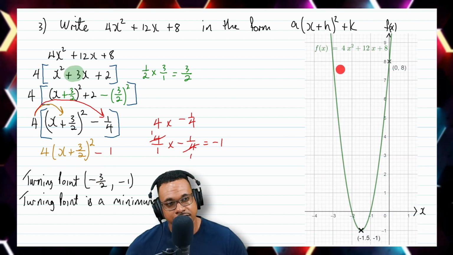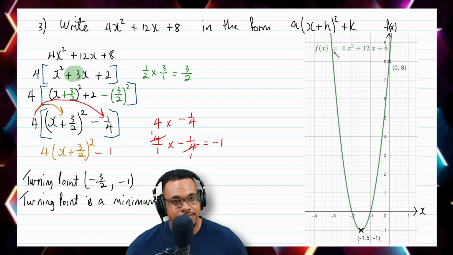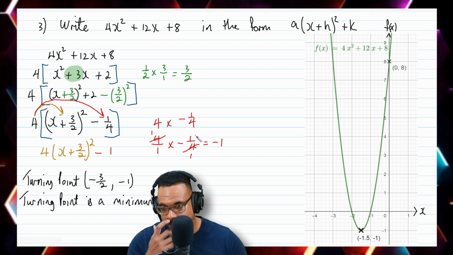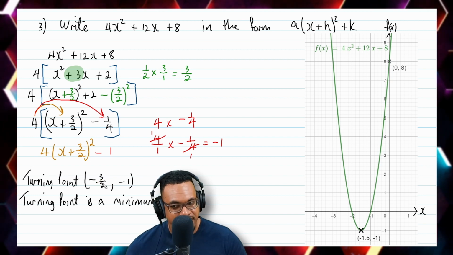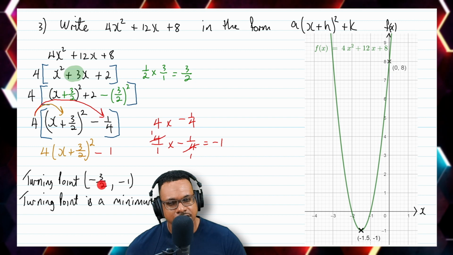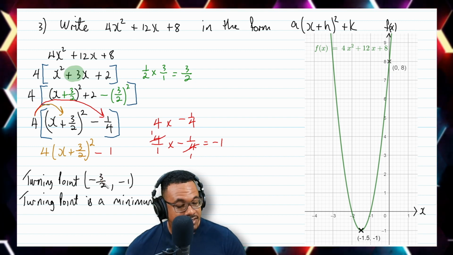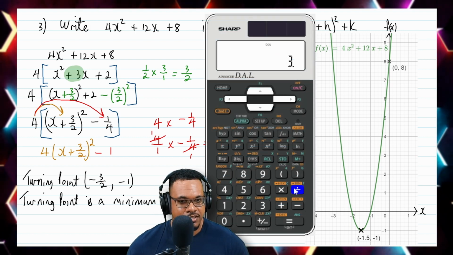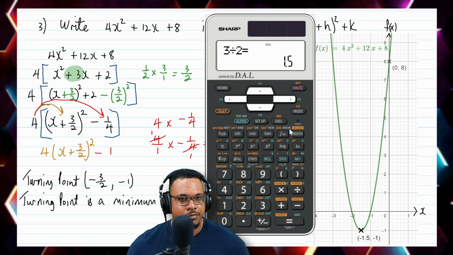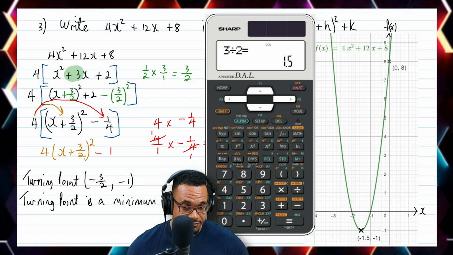So here I have the drawing of the graph. So we have f of x is equal to 4x squared plus 12x plus 8. That's my quadratic here. Now for my turning point, it's sort of difficult to see where 3 over 2 is if you leave it as 3 over 2. So we'll convert 3 over 2 to 1.5. Just press 3 divided by 2 on the calculator and you'll see 1.5. So I'll just show you that. I'm going to put 3 divided by 2 and we get 1.5. So negative 3 over 2 will just be negative 1.5.